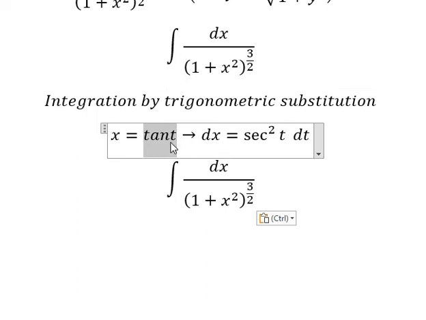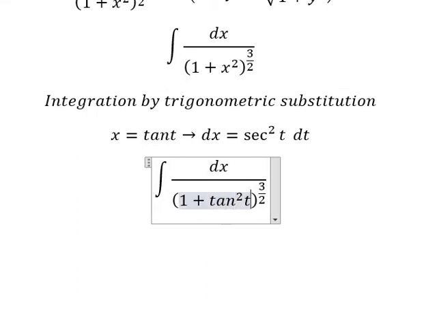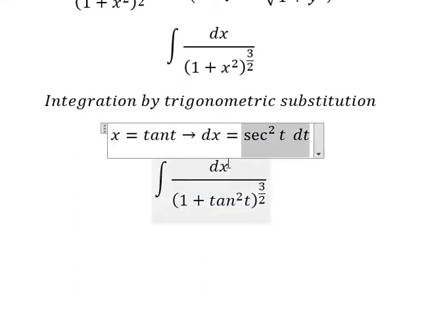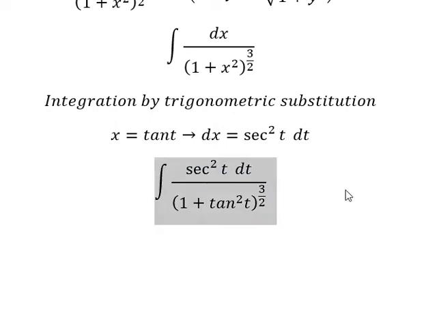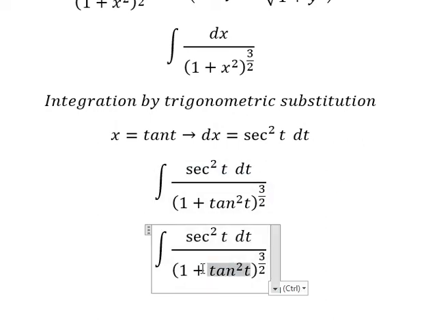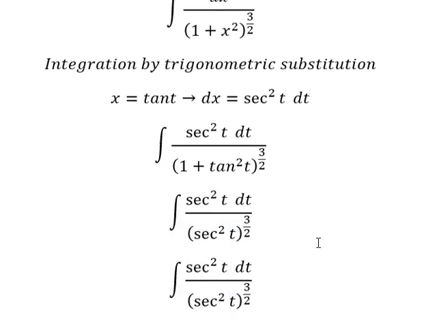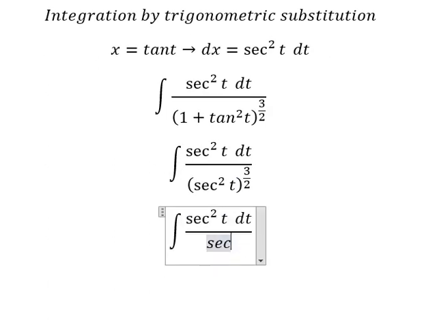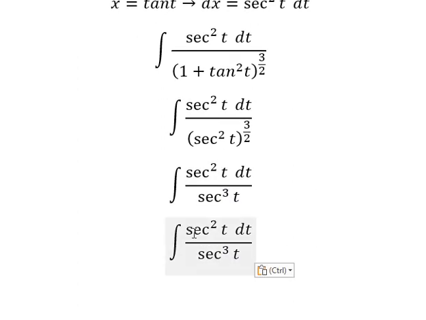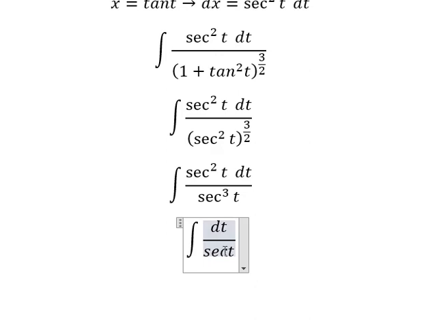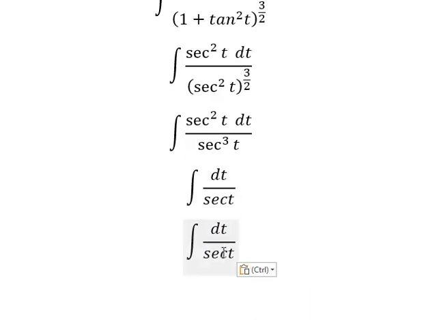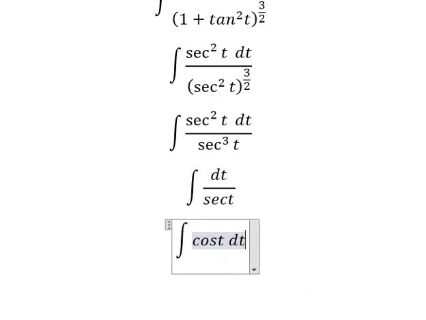So I will put this one gone here. The s we change by this one. This one we have secant of t squared. So we have secant of t to the power of 3. Later that we simplify secant of t squared on numerator and denominator. So this one you got cosine t dt.